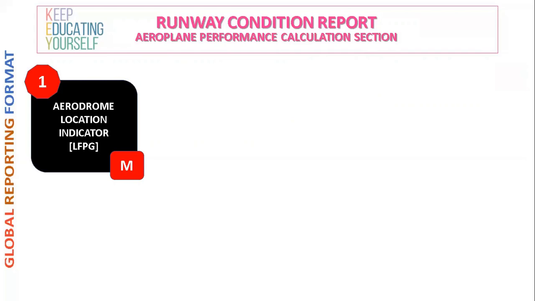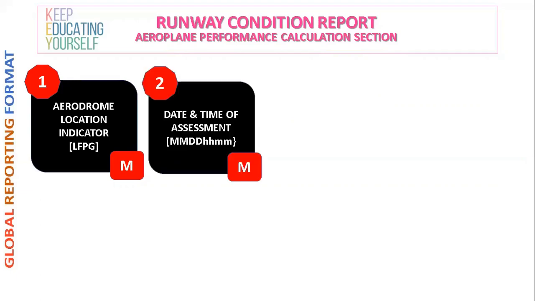It's a 4-letter ICAO location indicator, in accordance with DOC 7910. DOC 7910 is location indicators. For example, here 4 letters: Lima Foxtrot Papa Golf. This is mandatory. So the first element, aerodrome location indicator, is mandatory and will be a 4-letter ICAO location indicator.